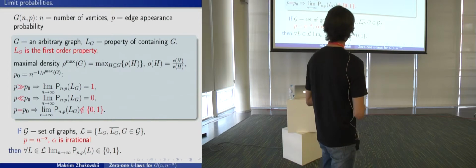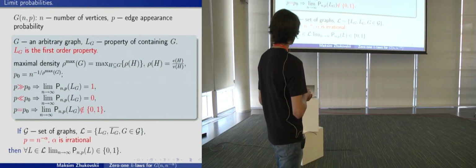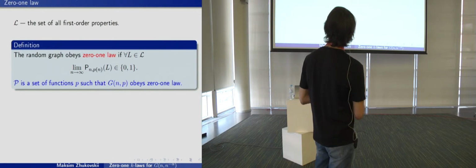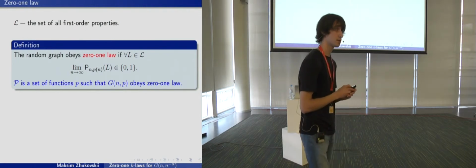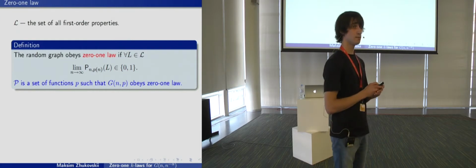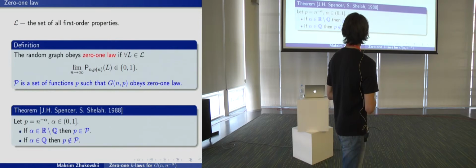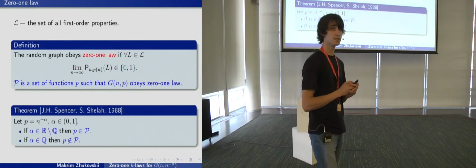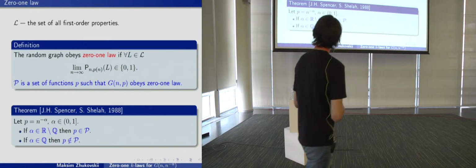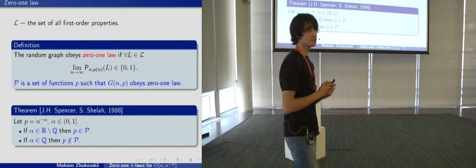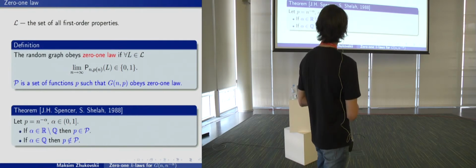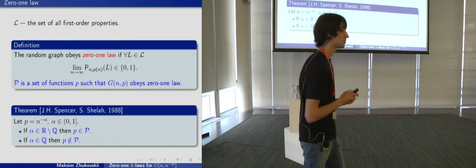And it was proved by Spencer and Shelah that we can consider a wider class of properties, all first order properties. So let L be the set of all first order properties, and we say that the random graph obeys the 0-1 law if for any first order property, its probability tends to 0 or to 1. It was proved by Spencer and Shelah in 1988 that if alpha is irrational and positive, then the 0-1 law holds. And if alpha is from this interval and it's rational, then the 0-1 law doesn't hold.